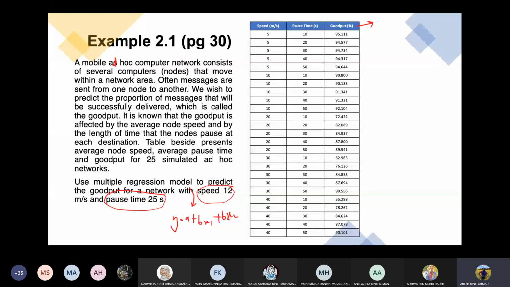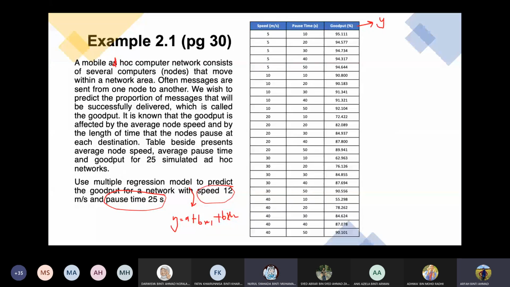Y apa, X1 apa, X2 apa? X1 pause time. X2 good put. X1, okay, X1 pause time, X2 apa? Good put. Y apa Y? Salah. Speed. Y apa Y? Y dahulu. Good put. Good put. Betul. Good put is Y sebab kita nak tengok berapa percentage good put.